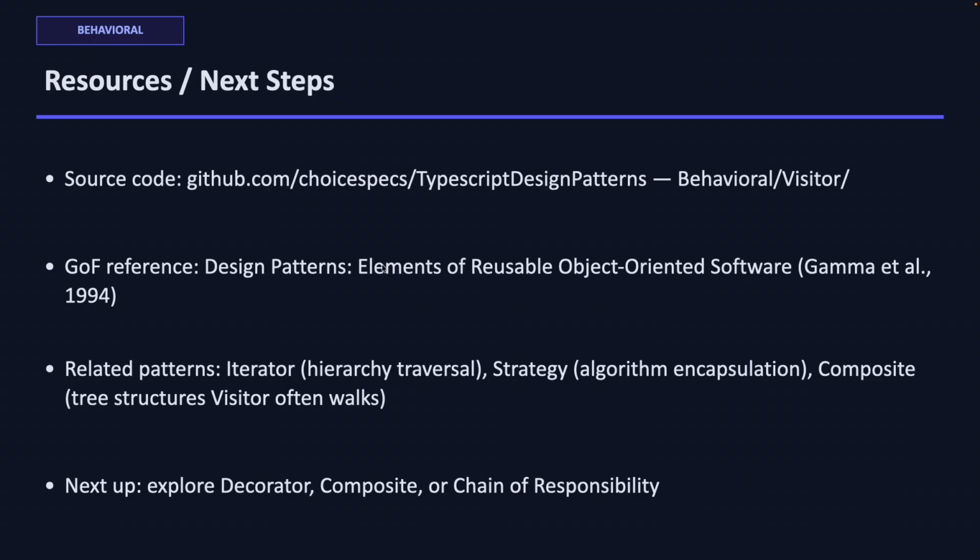The next pattern that I'm going to go through is the iterator pattern, that's going to go more into traversing hierarchies without exposing that structure. If you want to learn more about this pattern and understand more about the algorithms or patterns that go through behaviors and adjusting algorithms, we have the strategy pattern. We're going to swap algorithms on a single host, and we have the composite pattern for these tree structures that the visitor will commonly walk.